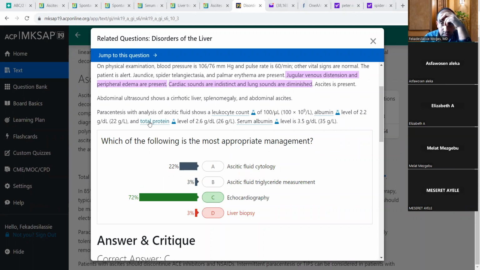Total protein of the ascites is 2.6. Normally it is supposed to be between 6 and 7.8. This is serum total protein actually. So total serum protein is already low. It's only 2.6. Serum albumin is 3.5. Albumin is 2.2 and total protein is 2.6. It's very low. It's supposed to be between 6 to 7.8.